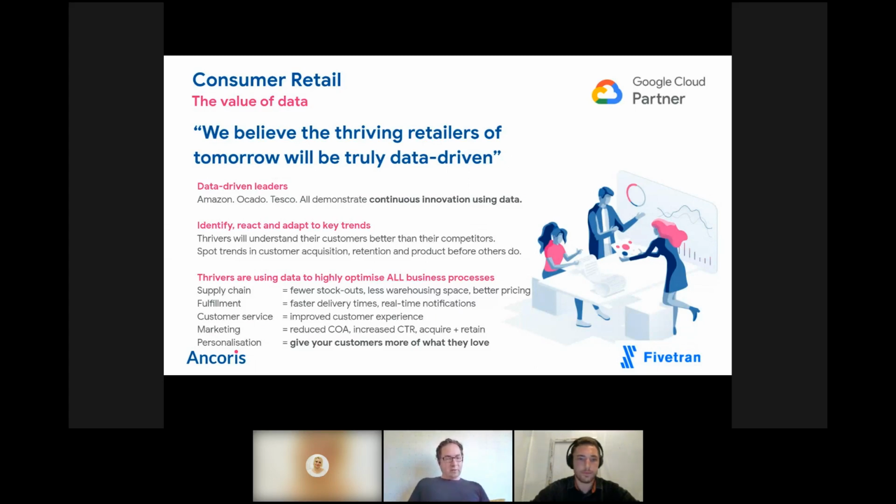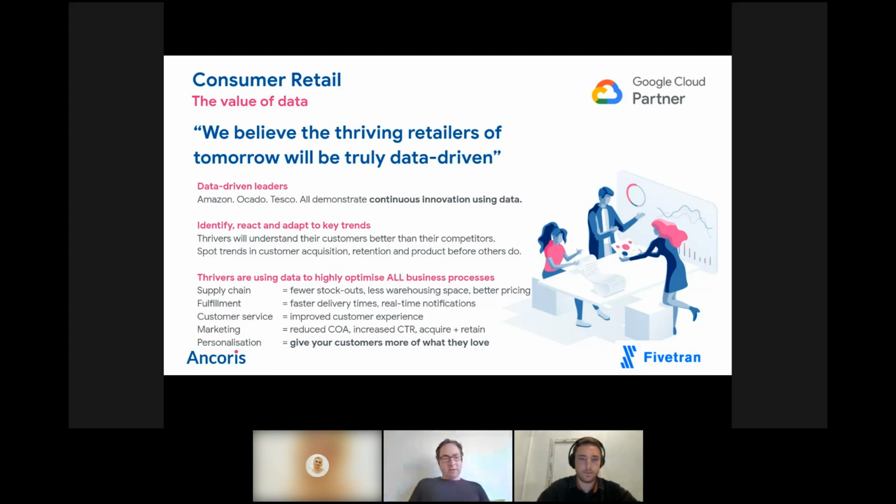Now, we have this concept in the retail space of thrivers. And in my personal view, I think there's three buckets. There's thrivers, there's survivors, and unfortunately, there's casualties. Now, the thrivers will understand the customers better than their competitors. Thrivers will spot trends in customer acquisition, retention, and products before their competitors do.